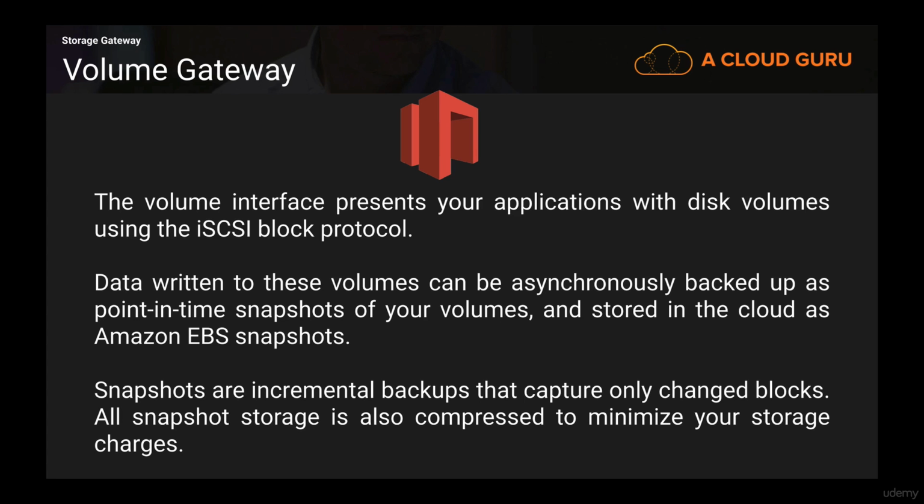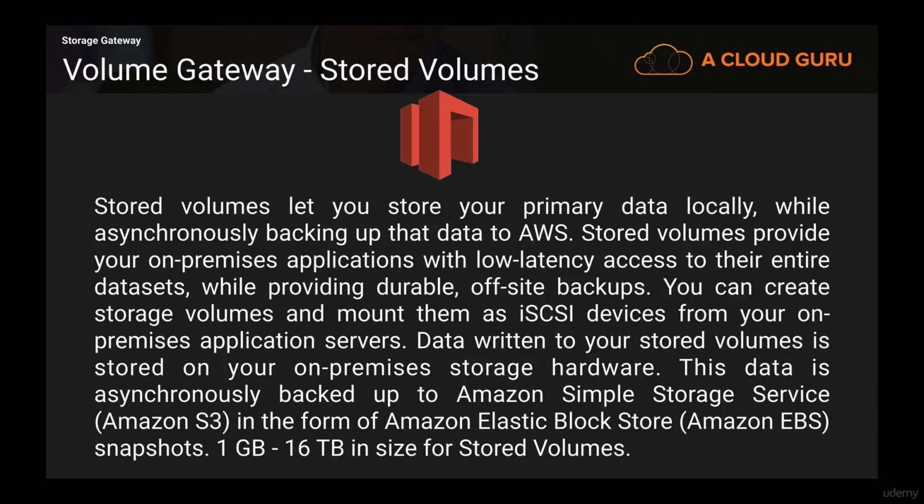All snapshots are incremental. So basically only the changes that are made from the last snapshot are backed up, and storage is also compressed to minimize your storage charges. And there's two different types of volume gateways. Again, I just want you to imagine volume gateways as virtual hard disks that sit there on-prem, and then you back them up to AWS, and there's two different types. So the first one is stored volumes, and this is where you store an entire copy of your data set locally, and then you asynchronously back up that data to AWS.